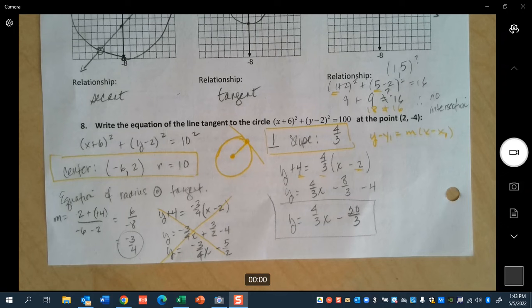Once I had my slope, because I know that the tangent line is perpendicular to the radius at that point, I knew that the slope of my tangent line was going to be the opposite reciprocal. So -3/4, opposite's going to be positive, reciprocal is 4/3. So then I used point slope form, and I went ahead and figured out my tangent line.